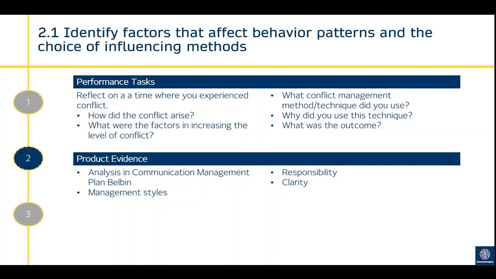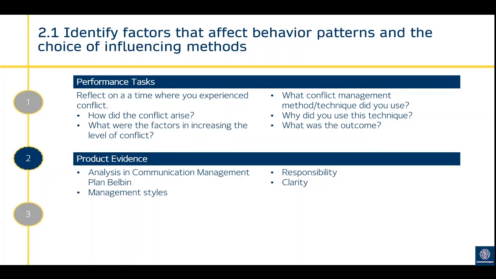First thing you want to do is identify factors that affect behaviour patterns and the choice of influencing methods. So you'd recognise the behaviour pattern of the person who is engaged in the conflict, and that would determine the choice of method that you'd use to try and influence them to resolve the conflict. So reflect on a time where you've experienced conflict. How did the conflict arise? What were the factors in increasing the level of conflict? What was the conflict management technique that you used? And what was the effect of this?